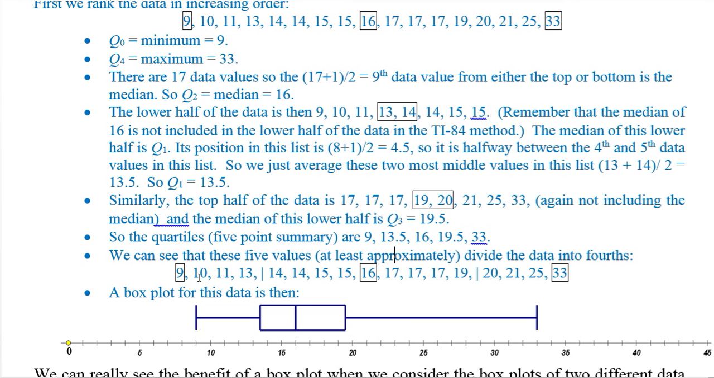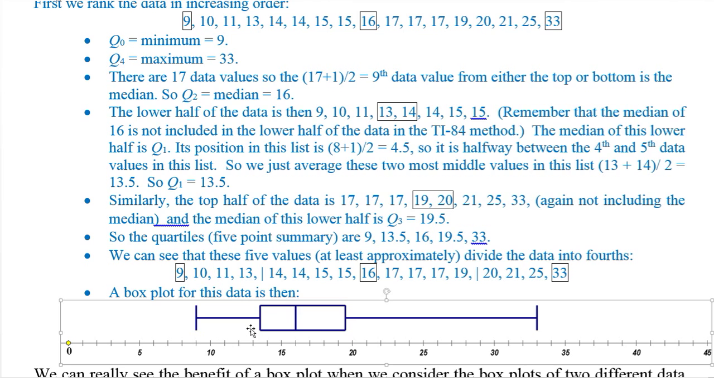Get a number line. The number line's got to go at least from 9 to 33. I went a little bit extra here. And draw vertical lines at all of these values. 9, 13... it looks like that one's off just slightly. Oh, 13 and a half. No, that's right, so it's right on. 13 and a half, 16, 19 and a half right there, and then 33 here.